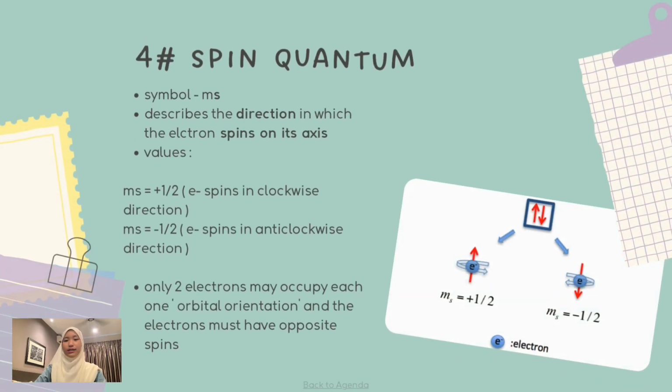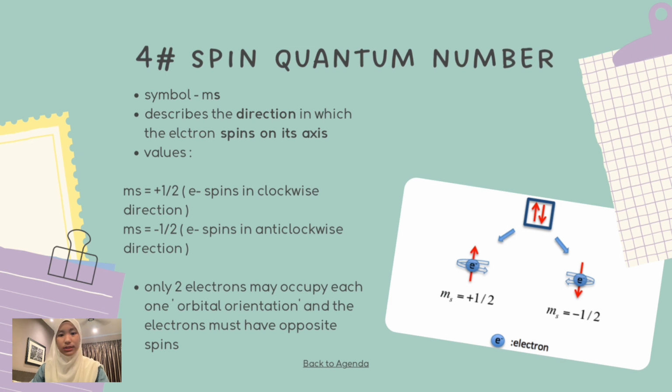Last but not least, the spin quantum number, for which the symbol used is s. It describes the direction in which the electron spins on its axis. Spin quantum numbers have only 2 values. The first is positive half, which means the electron spins clockwise, following the direction of the arrow. The second is negative half, which means the electron spins anti-clockwise, against the clockwise direction. So only 2 electrons may occupy each orbital orientation, and the electrons must have opposite spin.